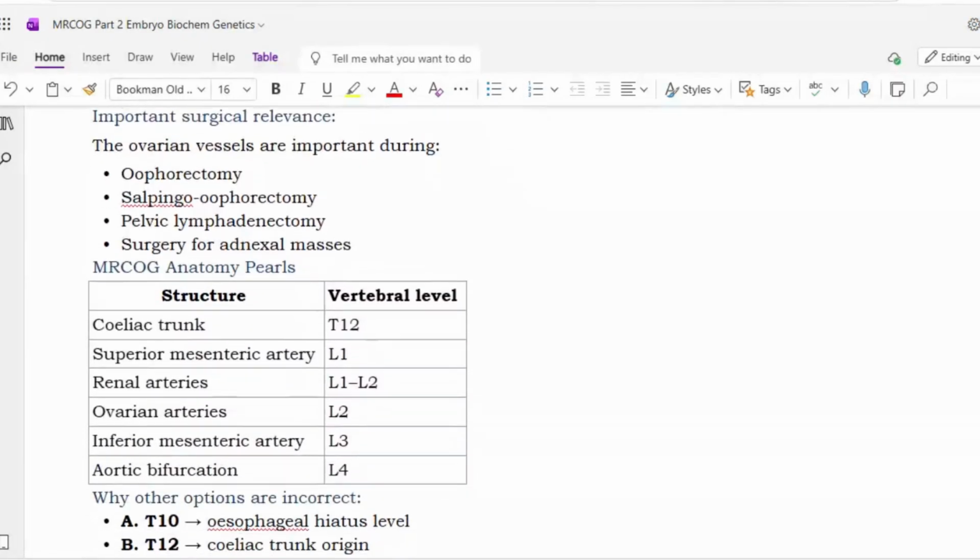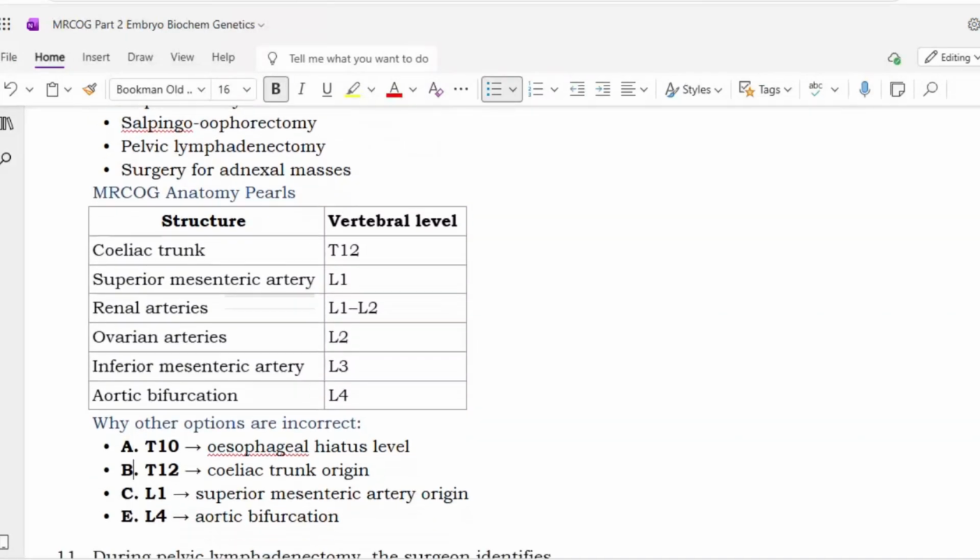Important surgical relevance: the ovarian vessels are important during oophorectomy, salpingo-oophorectomy, pelvic lymphadenectomy, and surgery for adnexal masses. Important from the examination point of view: the vertebral level and the vessels. These are all SBAs. You can take a screenshot of this. Celiac trunk, T12. Superior mesenteric artery, L1. Renal arteries, L1, L2. Ovarian arteries, L2. Inferior mesenteric artery, L3. Aortic bifurcation at L4. Any of these can be asked in the examination.